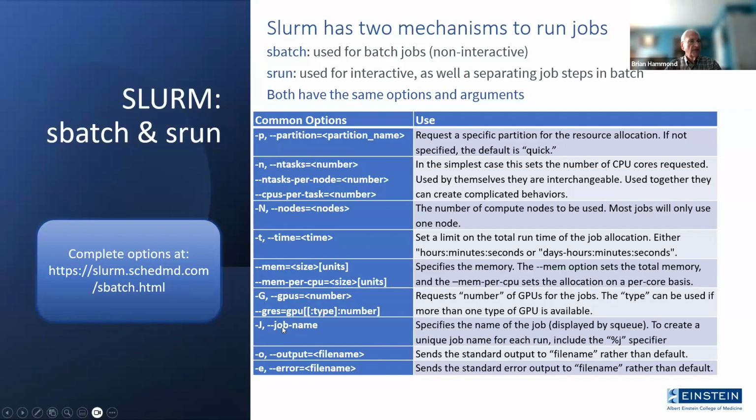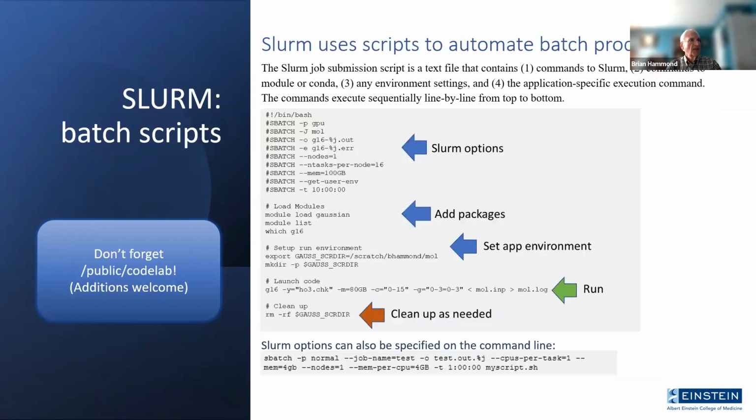Then you can do things like change the job name, tell it where the output goes, and so forth. Here's the output from Slurm itself. It may or may not correspond to your application. Most applications route the output somewhere else. So, just a quick example.